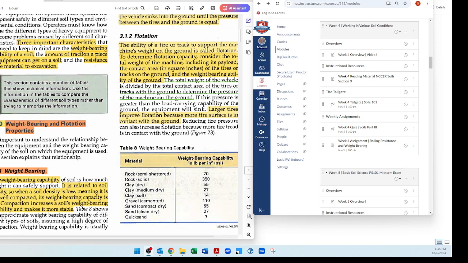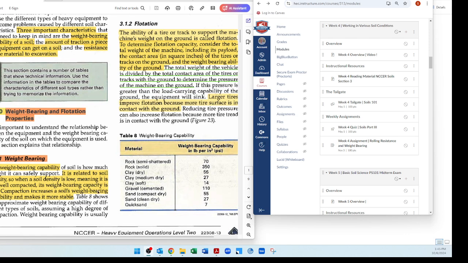The weight bearing capability of soil is how much weight it can safely support. It is related to the soil density. So when a soil density is low, meaning it is not well compacted, its weight bearing capacity is low. Compaction increases a soil's weight bearing capability and makes it more stable.